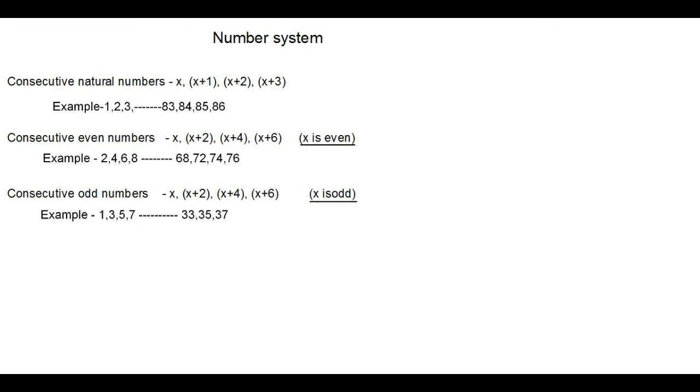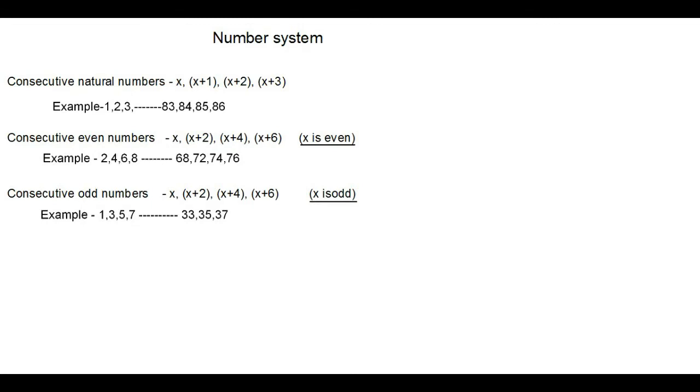And these even numbers can be represented as x, x plus 2, x plus 4, x plus 6 and so on. That means if the first number is x, then the next number should be x plus 2. The third one has to be x plus 4. Fourth one will be x plus 6 and so on. And remember, the first number x has to be even. So if we take any even number in place of x, then following x plus 2, x plus 4, x plus 6 will give us consecutive even numbers. For example, 68, 70, 72 and so on.